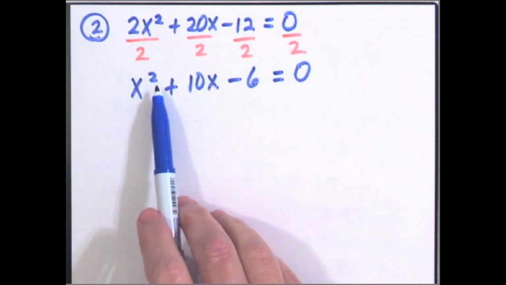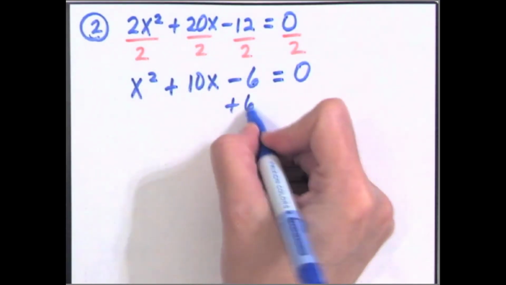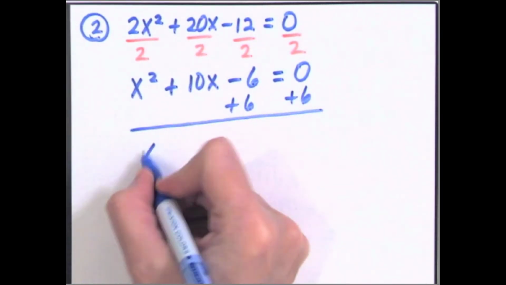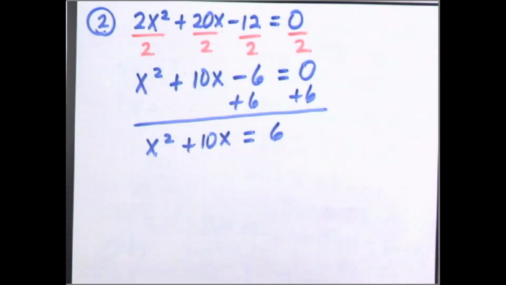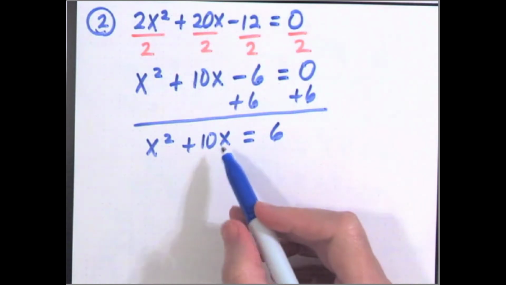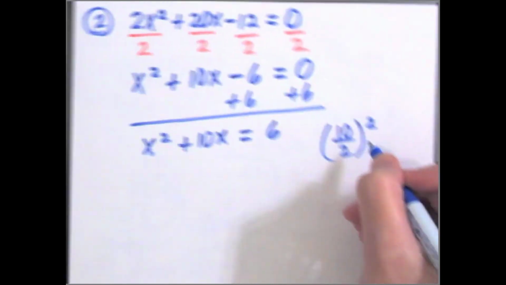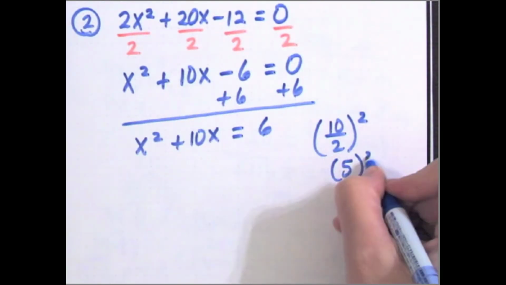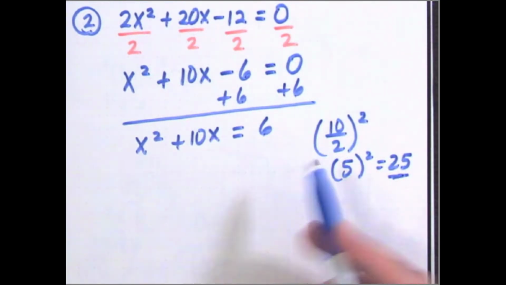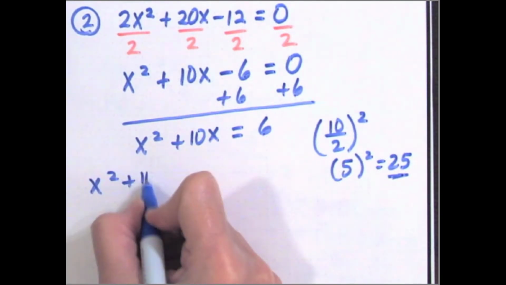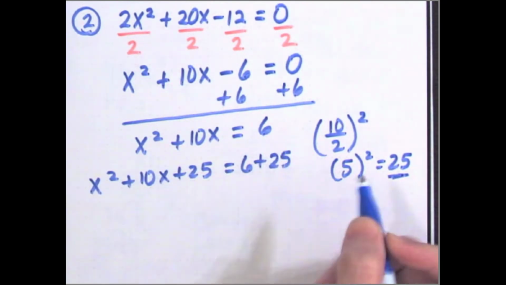Now we need to get our quadratic and our linear terms by themselves, so I'm going to add 6 to both sides. And that leaves me with x squared plus 10x is equal to 6. Now I have it in the right form, so I'm going to work on the 10. I'm going to divide that by 2 and square it, and that'll be 5 squared, which is 25. And then we'll add that 25 to both sides. So that'll be x squared plus 10x plus 25 is equal to 6 plus 25.